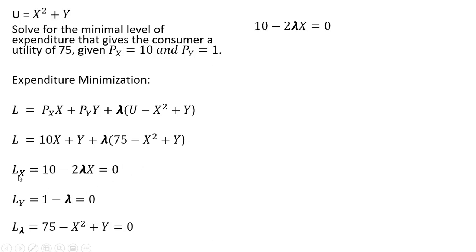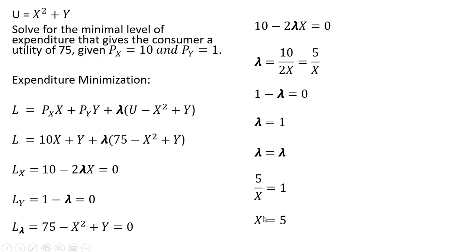First thing I'm going to do is take our first partial derivative result and solve that for lambda. Solving for lambda, we get lambda equals 5x. Taking our second partial derivative result and solving for lambda, we get lambda equals 1. Now we set lambda equal to lambda, and we see that x equals 5.